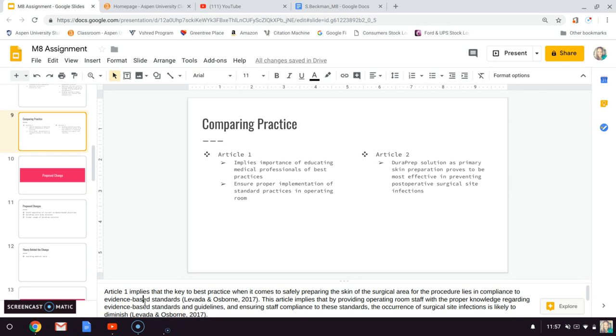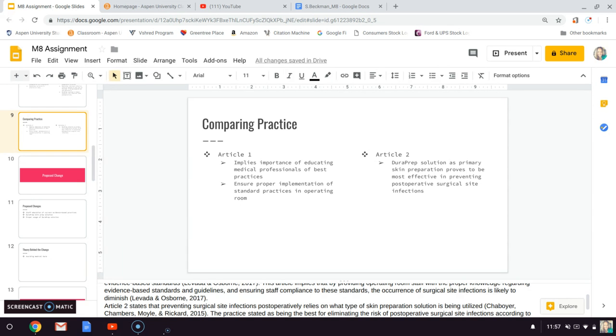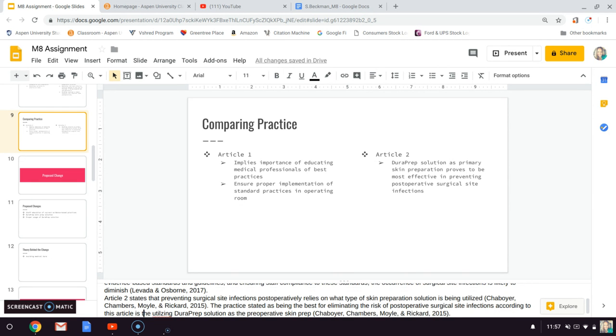Article 1 implies that the key to best practice when it comes to safely preparing the skin of the surgical area for the procedure lies in compliance to evidence-based standards. This article implies that by providing operating room staff with the proper knowledge regarding evidence-based standards and guidelines and ensuring staff compliance to these standards, the occurrence of surgical site infections is likely to diminish.